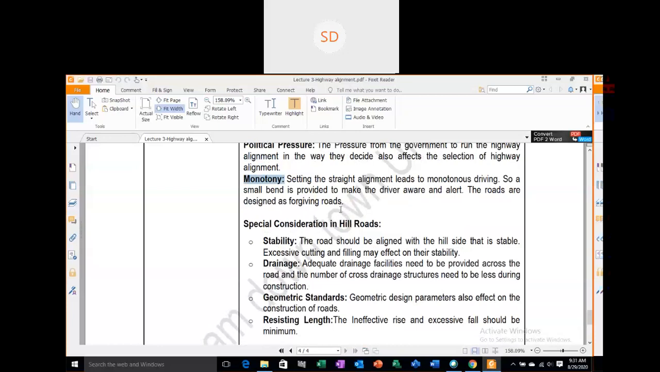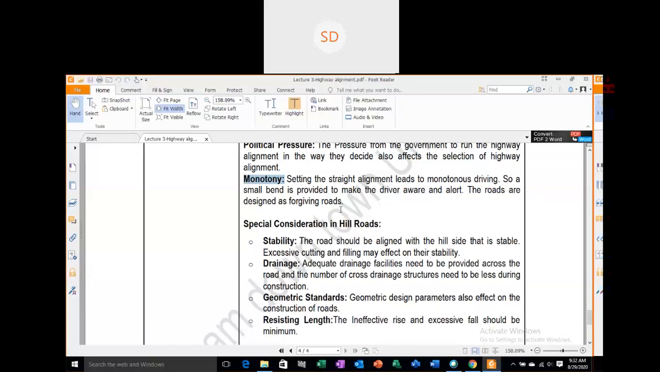For the hill roads, there are different special factors. First and foremost factor is stability, that is stability of the slopes. The road should be aligned with the hillside that is stable. If you go for excessive cutting and filling, it will make the hill slope very much unstable, and for that reason you have to go for different techniques to reduce soil erosion and landslides. You need to construct some other structures beside your road to make the hill portion stable. So ultimately that will increase your vehicle operation cost as well as construction cost.